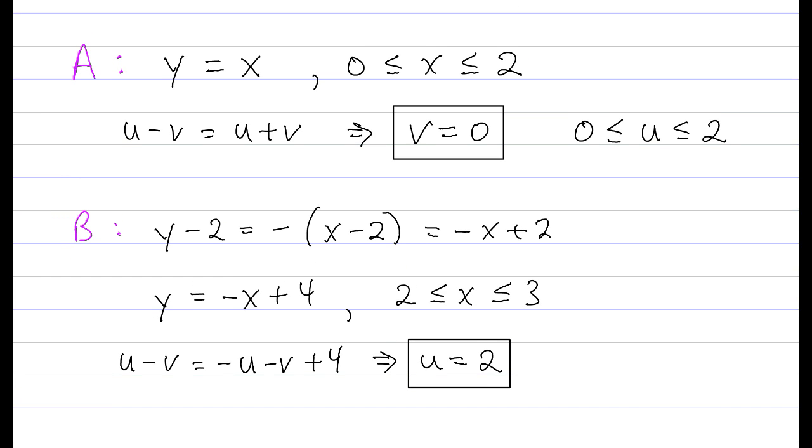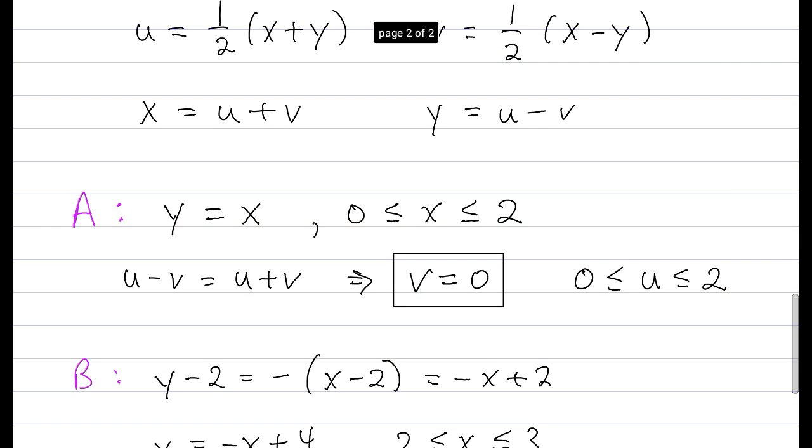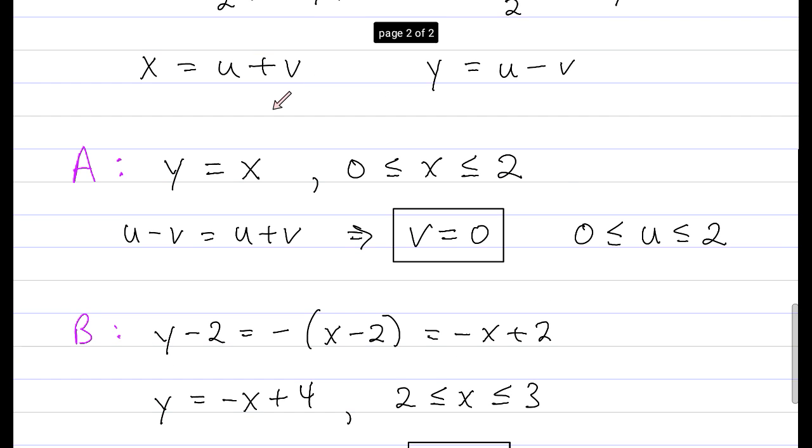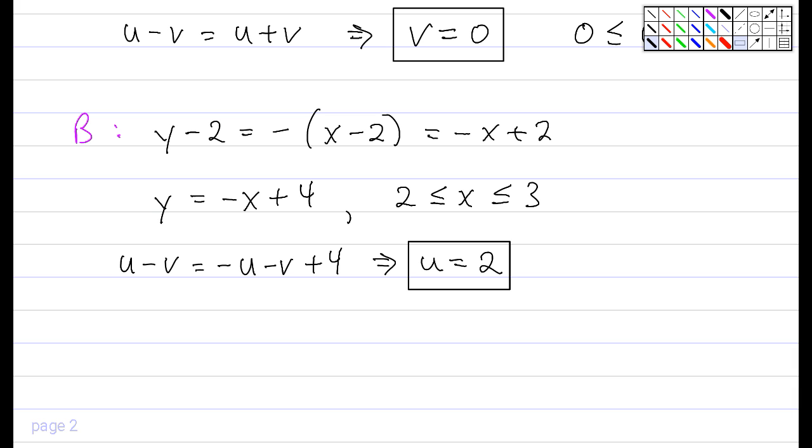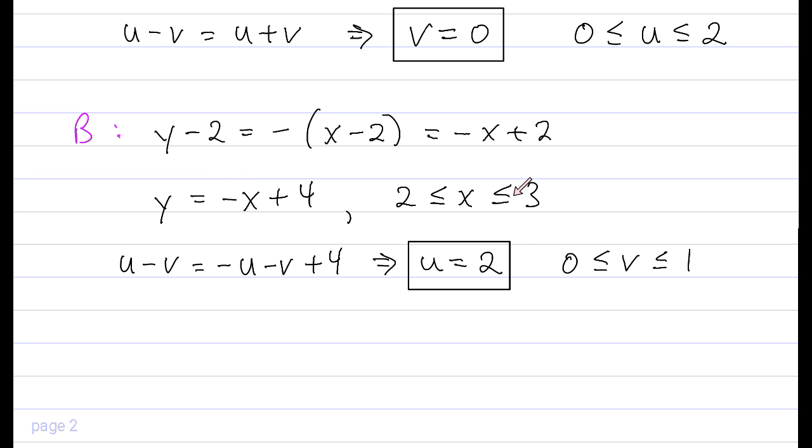Well, let's look up here. Okay, if u is equal to 2, then x must be 2 plus v, or v is equal to x minus 2. Right? I can just subtract 2 from these values. So v must go from 0 to 1. Okay, this line with this restriction corresponds to u equals 2, v goes from 0 to 1.